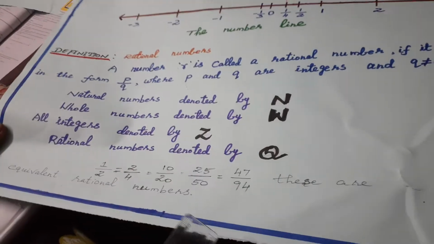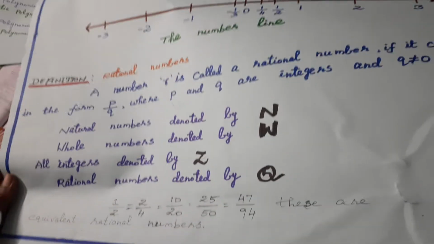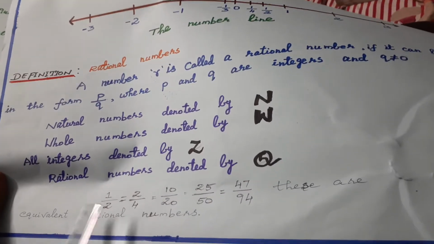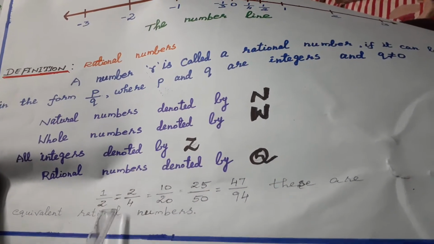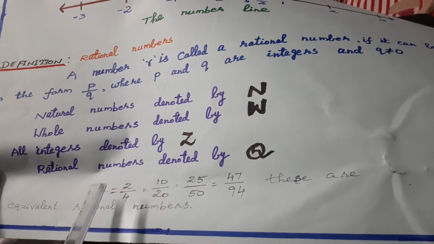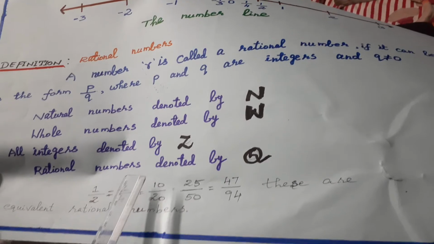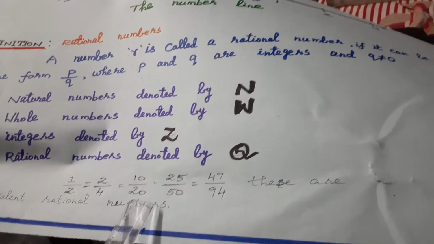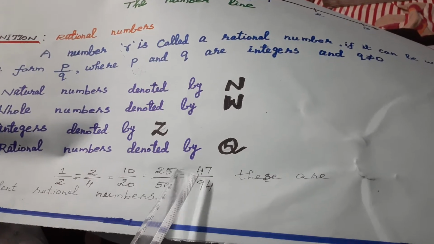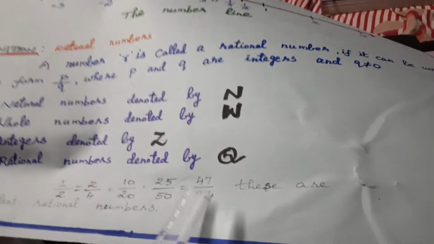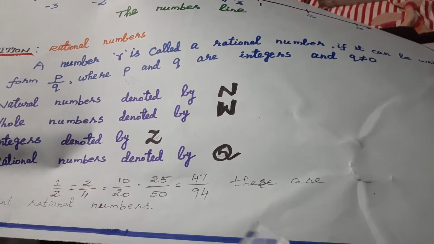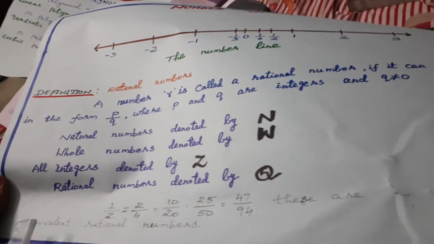One more thing is important in rational numbers, that is equivalent rational numbers. For example, take one number, 1 divided by 2. See, 1 divided by 2 is equal to 2 divided by 4, that is equal to 10 divided by 20, equal to 25 divided by 50, and also equal to 47 divided by 94. These are called equivalent rational numbers.